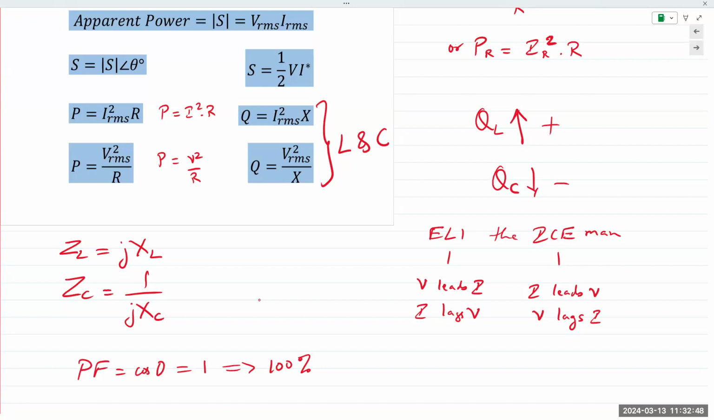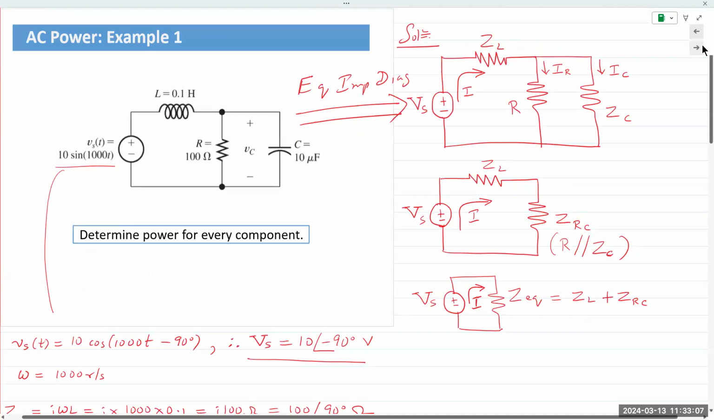And the calculation, analysis, and installation of the capacitor in front of the inductive load is known as power factor correction, which is what students would have done in lab 8. Okay, that's power factor correction. Any questions before I go to the example?